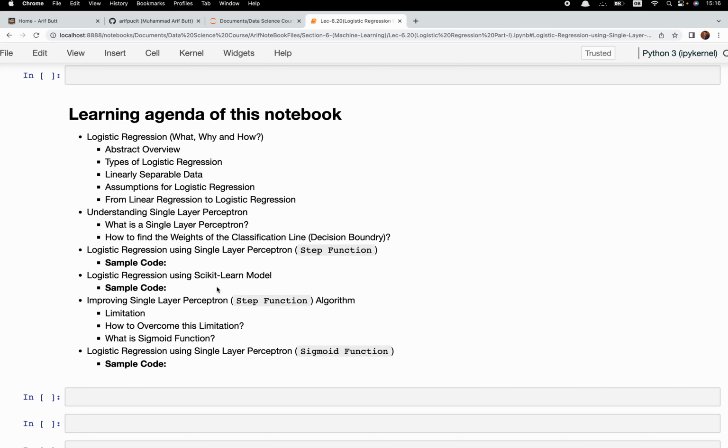And finally, we will discuss the limitation of using step function, and instead we will use the Sigmoid function and a slightly improved algorithm which will give us results quite close to Scikit-Learn's results. Well, this is going to be a very informative session, so let's move ahead and start playing.